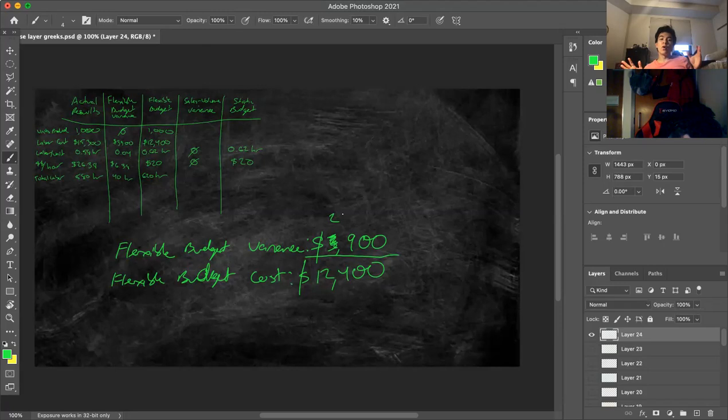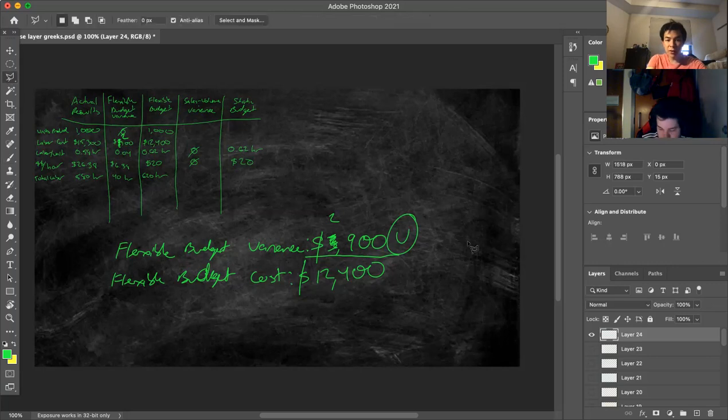And for the flexible budget variance, is this unfavorable or favorable? Unfavorable, because the actual result was 15,000, even though our budget was 12,400. Exactly. Awesome. So now let's do our efficiency variance and our input price variance.